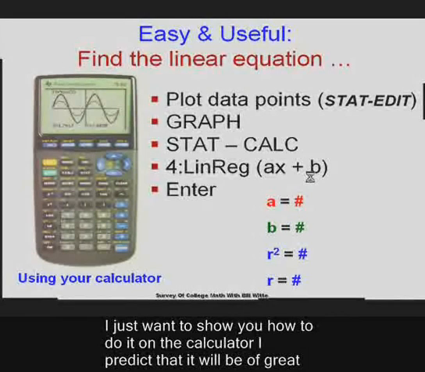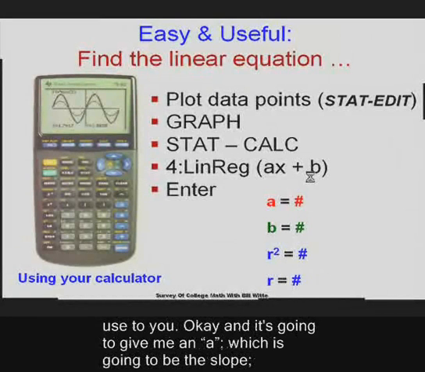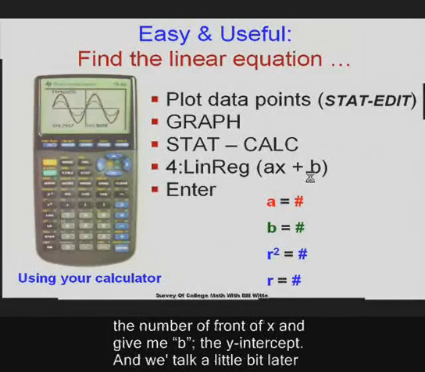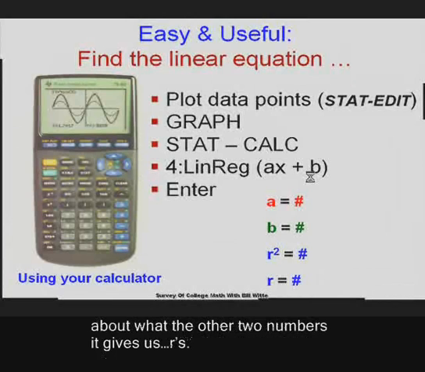And it's going to give me an a, which is basically the slope, the number in front of x. It's going to give me a b. You're used to that. That's going to be the y-intercept. And we'll talk a little bit later about what the other two numbers it gives us are, the r's.